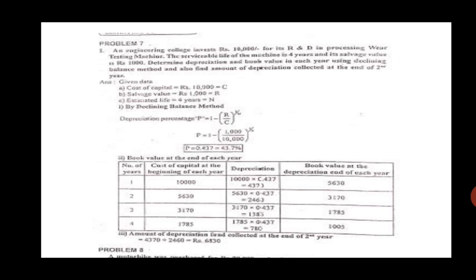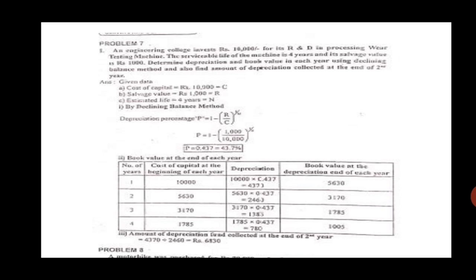So you can use the machine for 4 years, and after 4 years you have to scrap it, and when you scrap it you will get 1,000 rupees as scrap value or salvage value. Determine depreciation and book value in each year using the declining balance method, and also find the amount of depreciation collected at the end of second year.